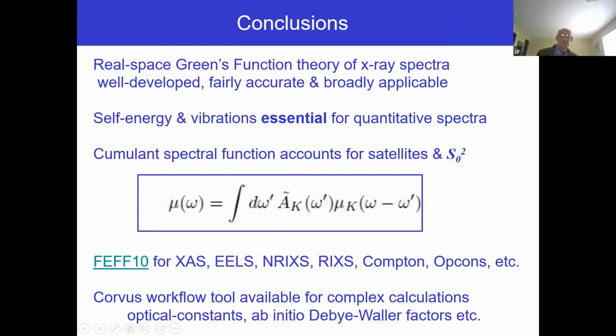And we have this FEFF10 code for various spectra. All of these are available as examples in FEFF10, except for optons. That requires Corvus to do. Finally, we have this Corvus workflow tool for complex calculations that combine multiple codes.